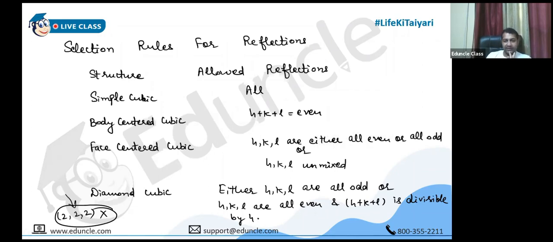But this will be allowed in FCC because all of them are even. That is the difference between FCC and diamond cubic. Please check. Okay. Clear?